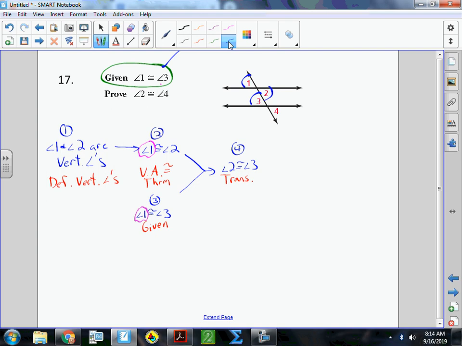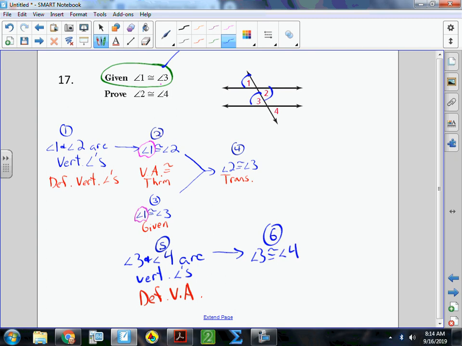I'm going to start kind of in the middle and say that I know angle 3 and angle 4 are vertical angles. The reason I'm starting in the middle is because of where it's going to lead to and how my spacing works out. This is my fifth statement. Again, the reason I know that is because of the definition of vertical angles. If I know that those are vertical, then I know that they are congruent. So angle 3 is congruent to angle 4. That's still my vertical angle congruence theorem.